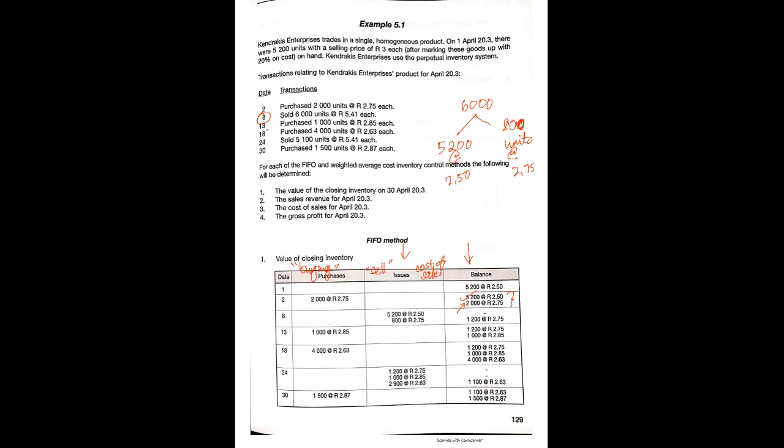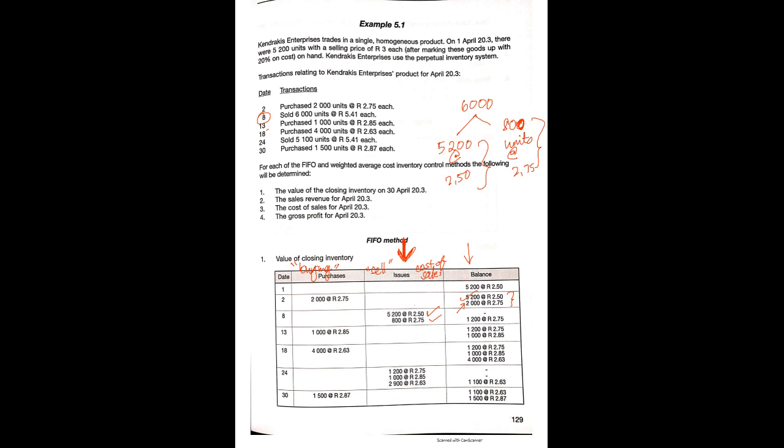So now we have made up the 6,000, and as you can see, because we are selling these, they're going to go into the issues column. So into the issues column, which records everything that is sold, you will see the 5,200 at 2 Rand 50 and the 800 at 2 Rand 75. So here it is under the issues column. On the 8th, we had sold 5,200 units at 2 Rand 50 and 800 at 2 Rand 75.